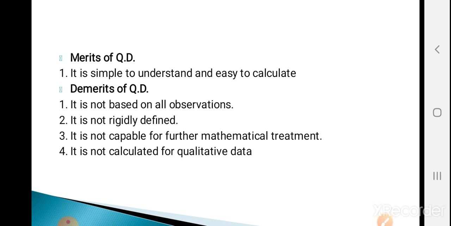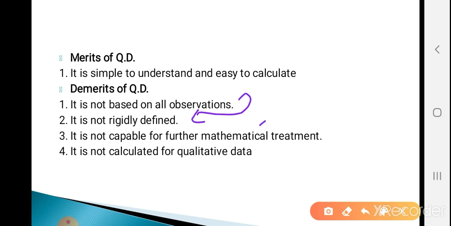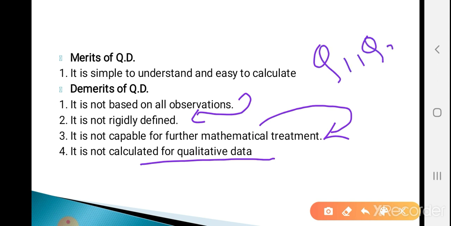Now, the last topic: the merits and demerits of quartile deviation. The merit of quartile deviation is that it is simple to understand and easy to calculate. Now the demerits: it is not based on all observations. And if it is not based on all observations, then it is not rigidly defined, and if it is not rigidly defined, then it is not capable of further mathematical treatment, that is, it is not used for further mathematical calculations.